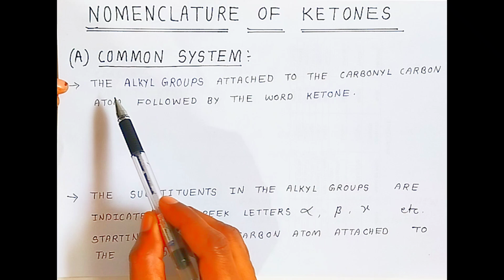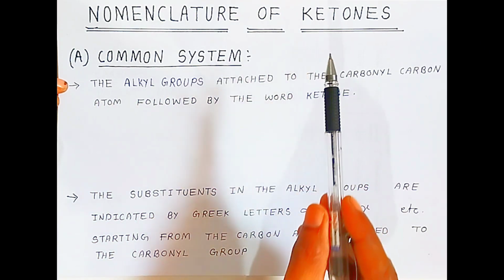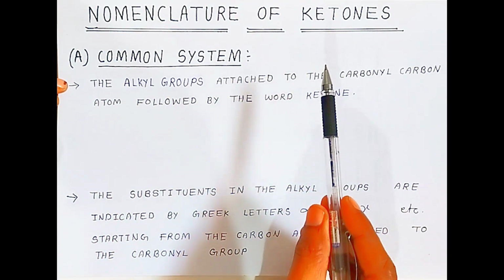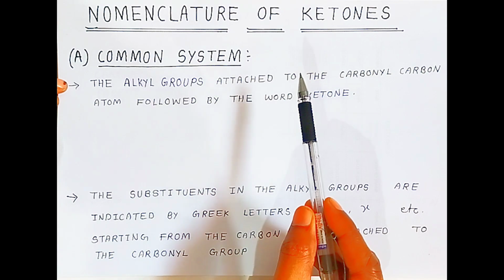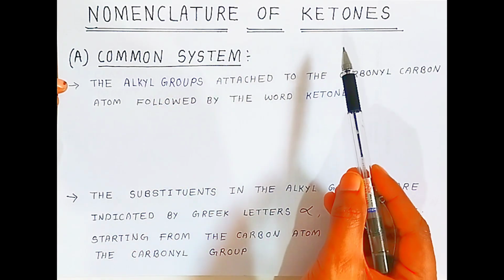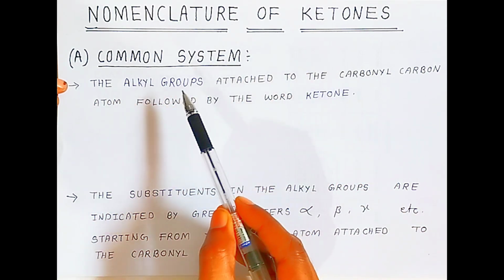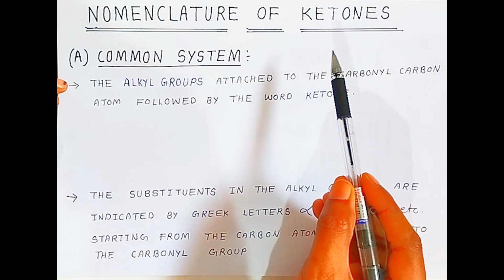In the common system, how you are going to name the ketones is very important, students. These are present as biomolecules in organic compounds, so this naming is very important. So the two ways we are going to name the ketones: first is called the common system. In the common system, how are we going to name the molecule of ketone?